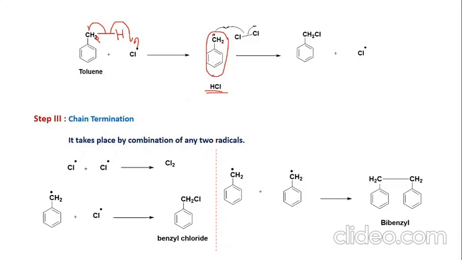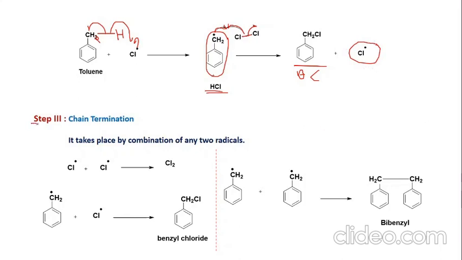Now this benzyl radical, with the single electron on the CH2 group of the side chain of the benzene ring, attacks the chlorine of Cl2, and again one Cl dot, a chlorine radical, is generated along with the benzyl chloride. This is benzyl chloride. So benzyl chloride gets formed along with the chlorine radical.